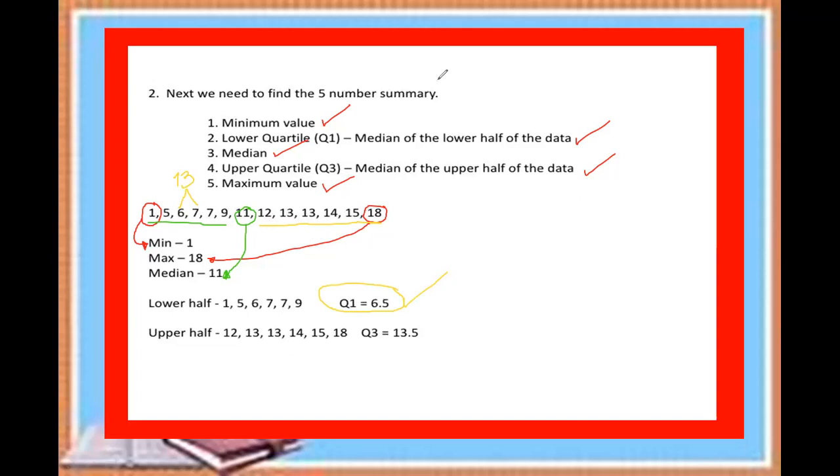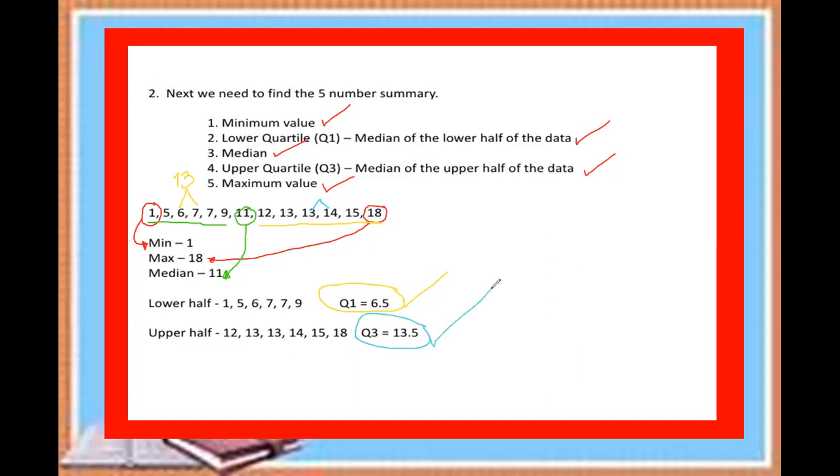And then the third quartile is found in the upper half. There are 6 data there: 12, 13, 13, 14, 15, and 18. Now, half of it is between 13 and 14. So this is now the third quartile or the upper quartile. That means 13 plus 14 is 27, and half of 27 is 13.5.